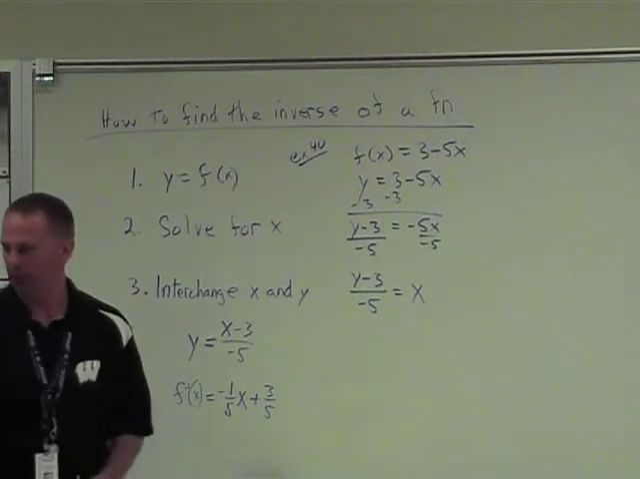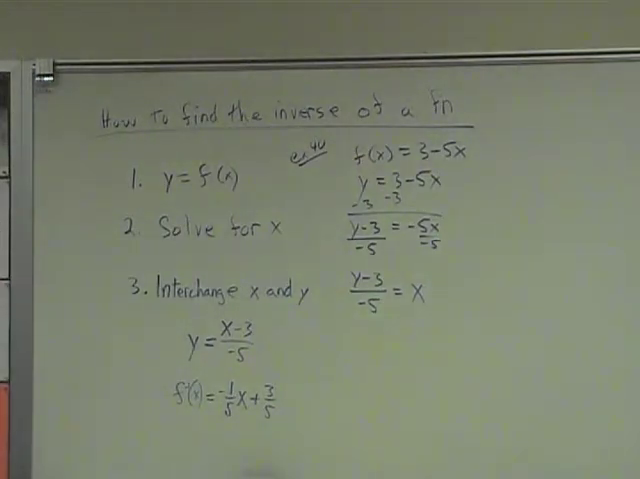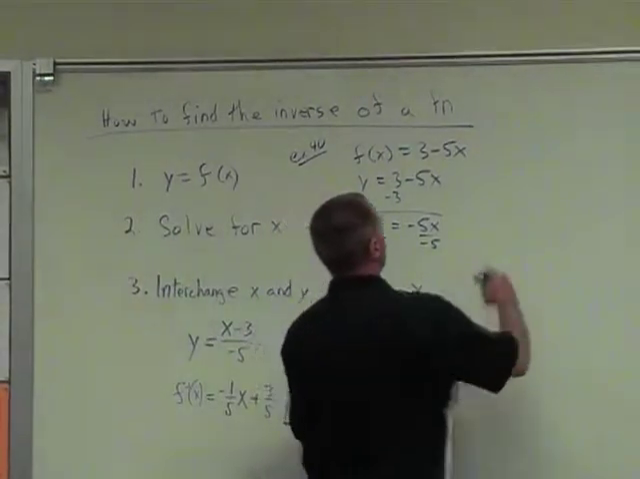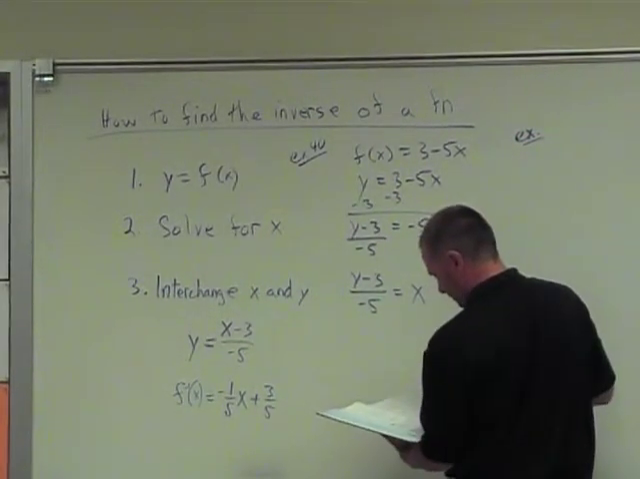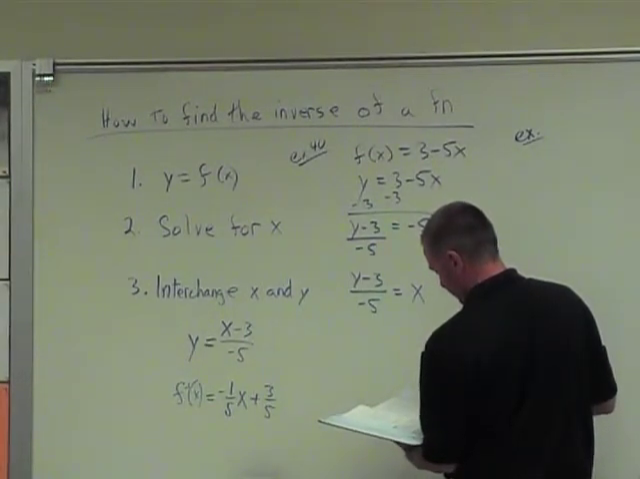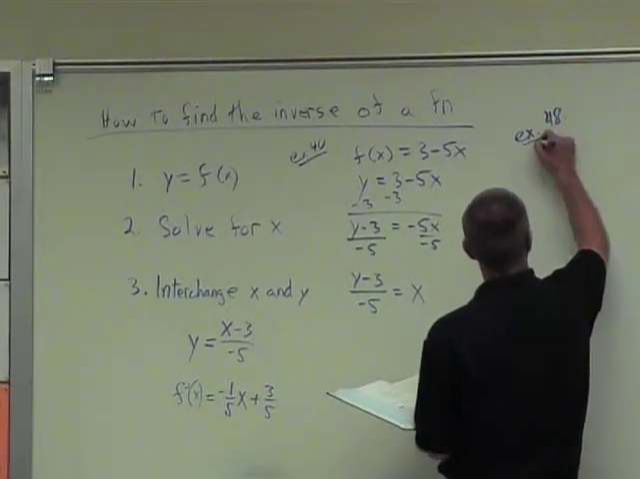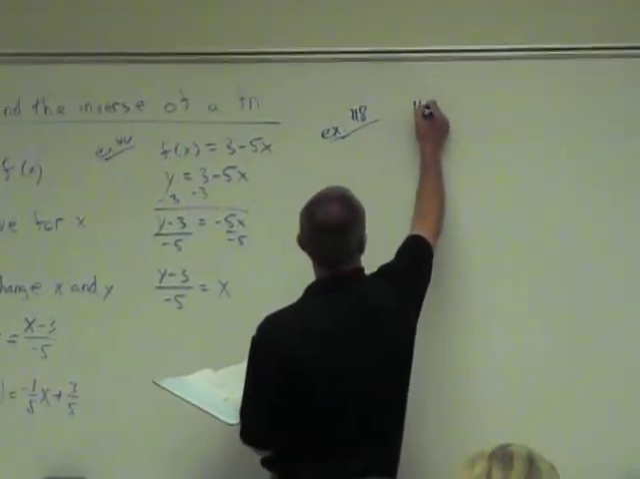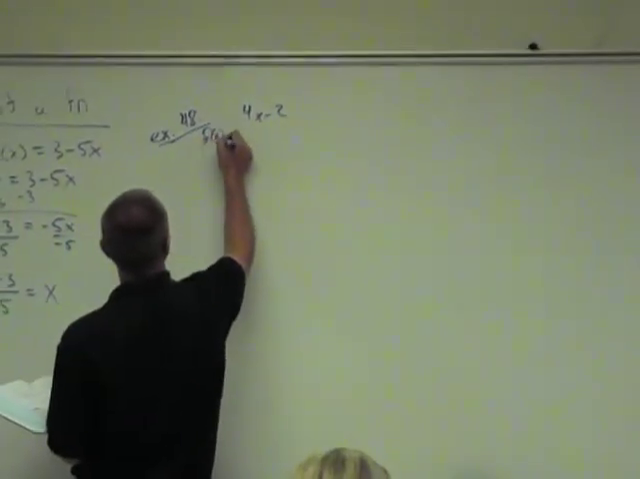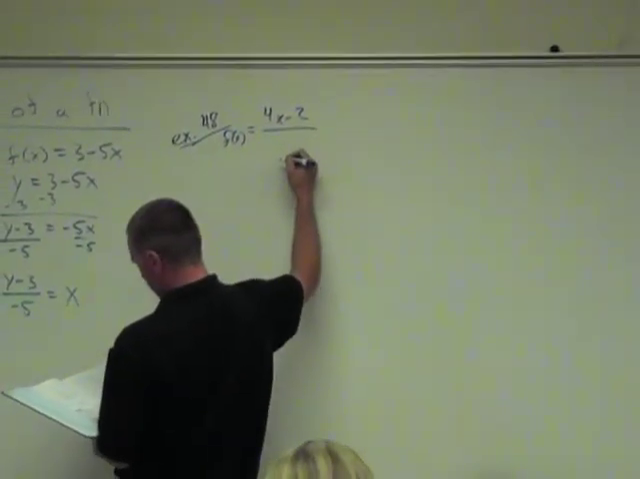Alright, so let's do a more difficult problem. What do we have? Let me pull a harder problem out because I want to show you some grouping information. 2-7. Let's do, example. How about 48? 48 is kind of ugly. This is f of x equals 4x minus 2 over 3x plus 1.